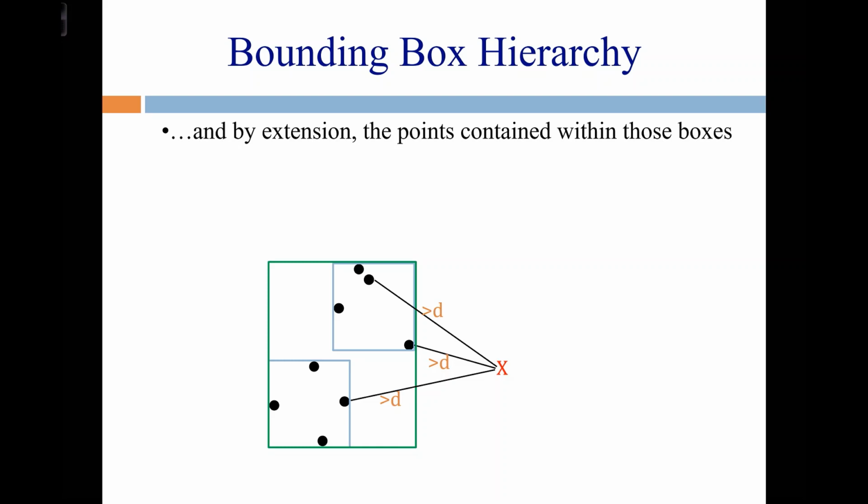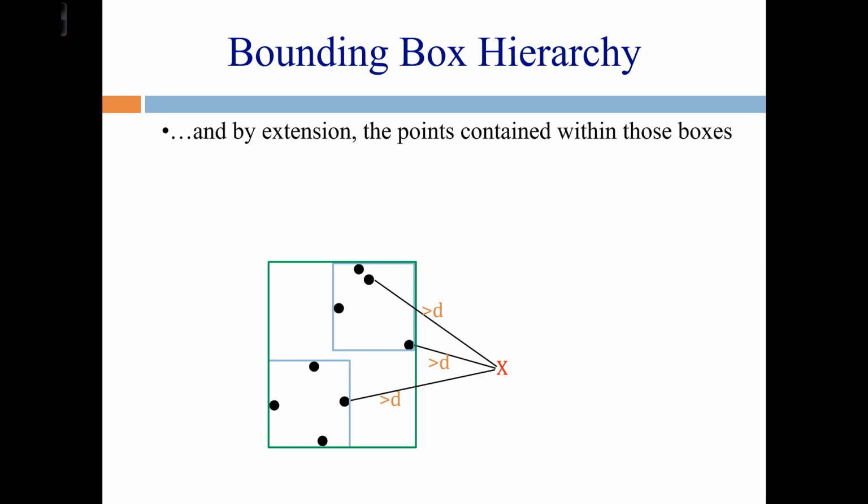Say I'm looking for anything within a certain distance. I can check the distance between X and the green box. If that is outside the range I'm interested in, then I don't have to look at any of those points. If it is in the range that I'm interested in, then I can look at both blue boxes. I have 2 more comparisons to do. If one of them is outside the range I'm interested in, then I can cut out half of the points. And I do then still have to go look at the other half.